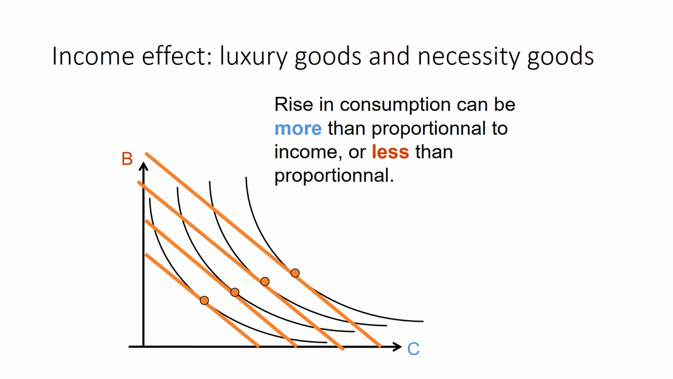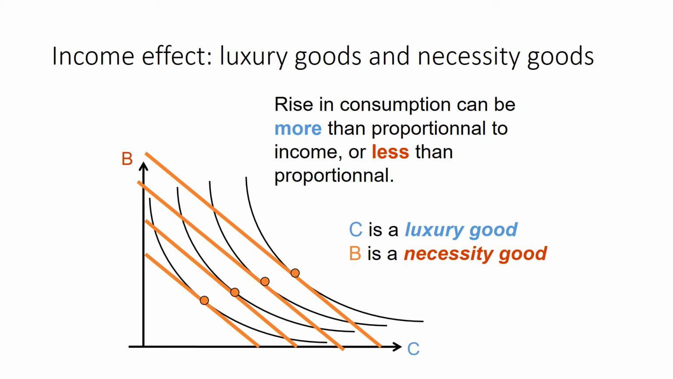If you look on this graph, you see that when income increases, so when the budget constraint shifts to the right and when the indifference curves also shift upwards, well, you see that the consumption of C tends to increase in larger proportions, whereas the increase in the consumption of good B tends to increase only in small proportions. This suggests that on this graph, C is a luxury good and B is a necessity good.